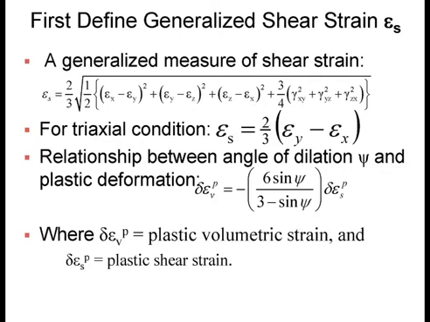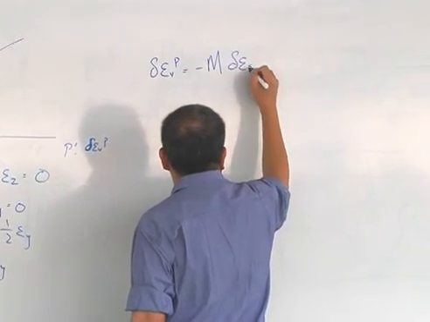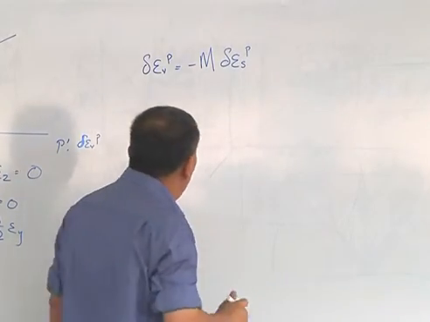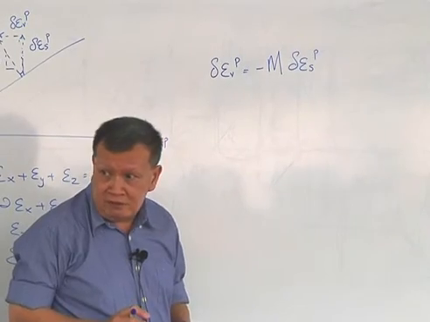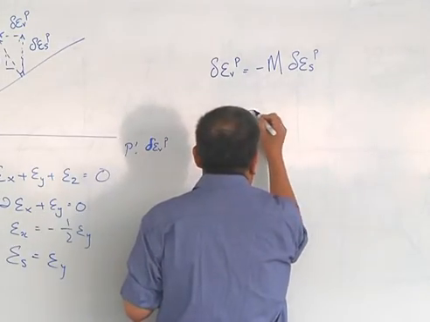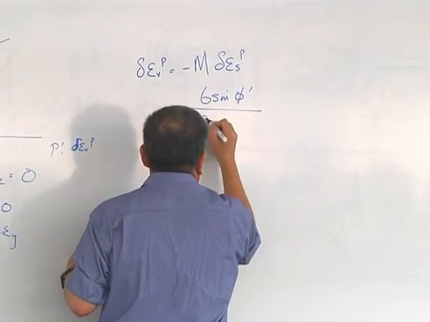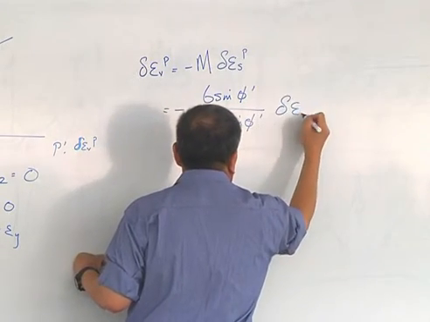The implication of this is as follows. Let's examine this thing. Delta epsilon VP equals minus M delta epsilon SP. That is the equation on the other slide for associated flow. And what is M? M is 6 sine phi dash over 3 minus sine phi dash. Agree? So it's minus 6 sine phi dash over 3 minus sine phi dash multiplied by delta epsilon SP.